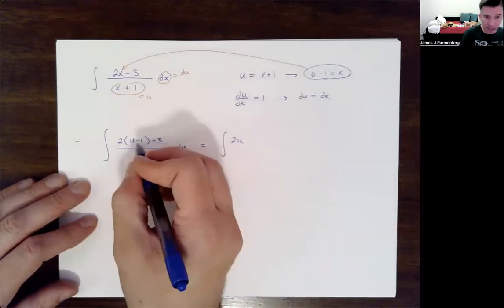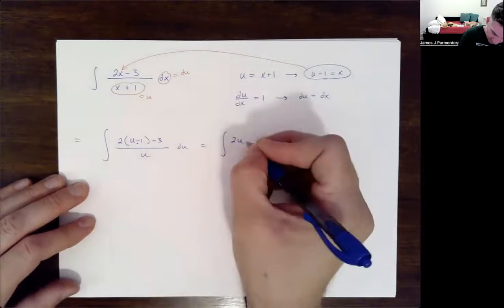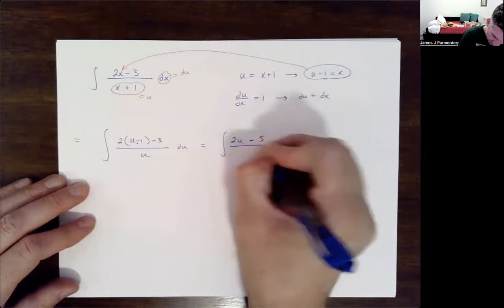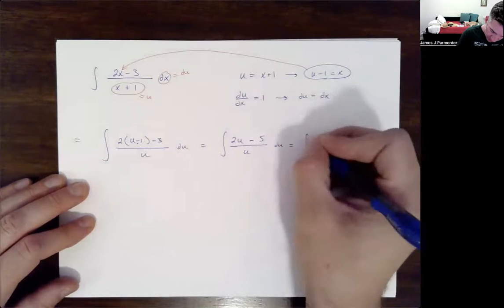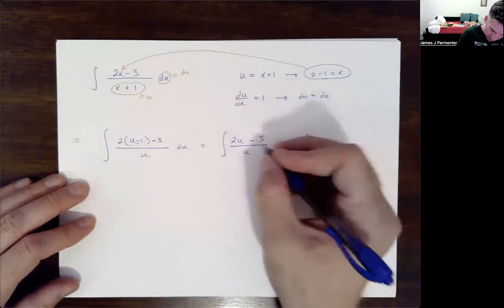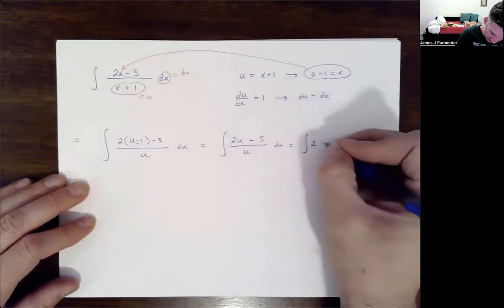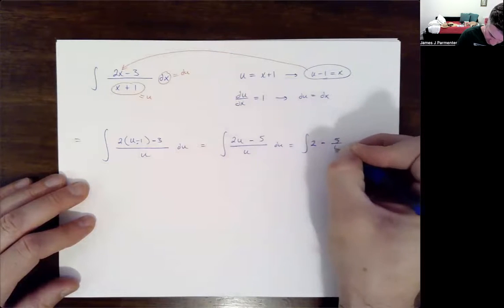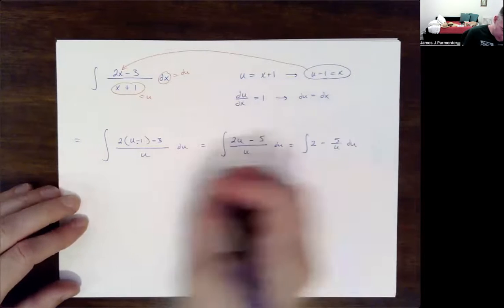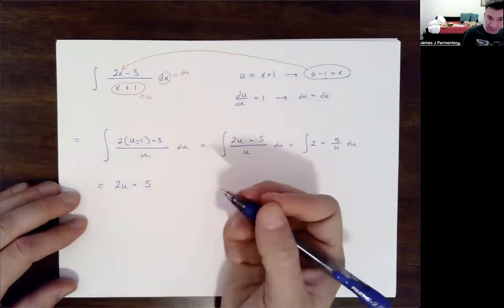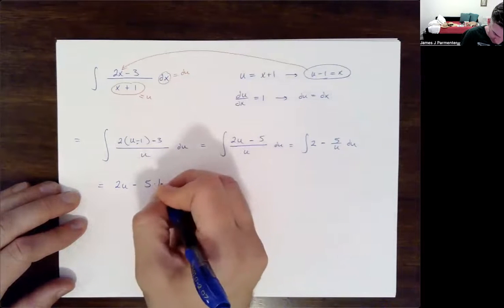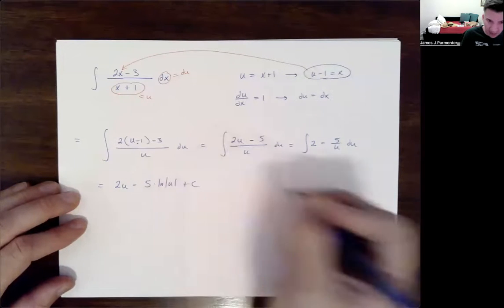That's the integral of 2u, 2 times negative 1 is negative 2, minus 3 is negative 5 over u. If I divide each thing by u, 2u divided by u is 2, minus 5 over u is just 5 over u. We anti-differentiate, we get 2u minus 5 times the antiderivative of 1 over u, which is the natural log of the absolute value of u, plus c.